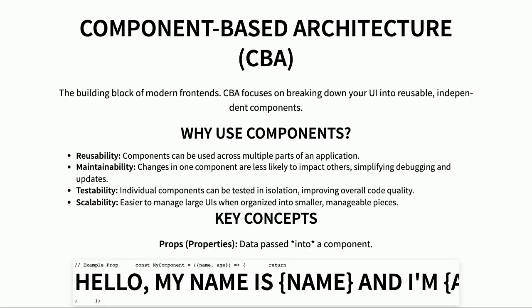Let's talk about how components are the heart of modern front-end development. Component-based architecture, or CBA, is all about building your user interface from smaller, reusable pieces, just like Lego bricks. This approach makes it much easier to maintain and update your application over time. Components can be used again and again, reducing code duplication and simplifying debugging. They also allow you to test each piece in isolation, which improves overall quality. Think of props as information passed into a component, like the user's name or age. And state is data that changes within the component itself. It's how things get dynamic.